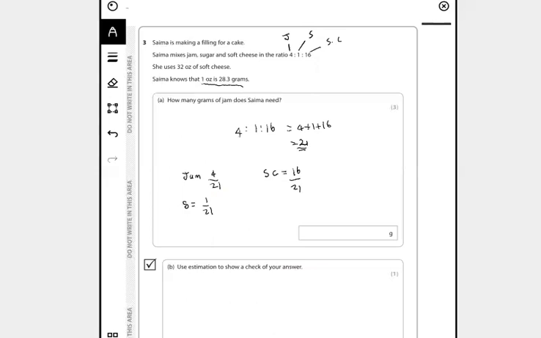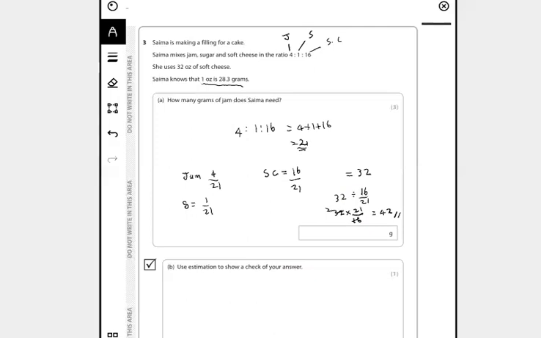She uses 32 ounces of soft cheese. So she has already used 32 ounces of soft cheese, which means there is a total of 32 divided by 16 over 21, which is 32 times 21 over 16, which equals 42. So 42 is the total.